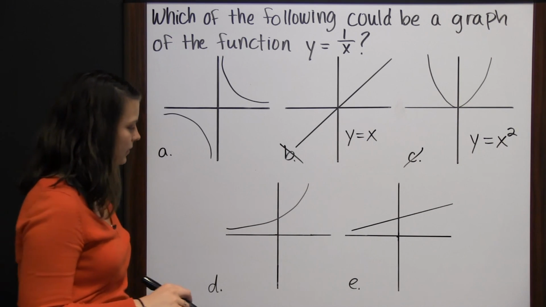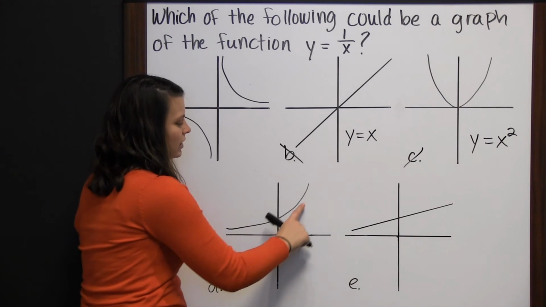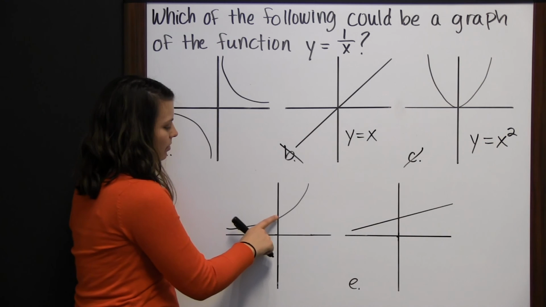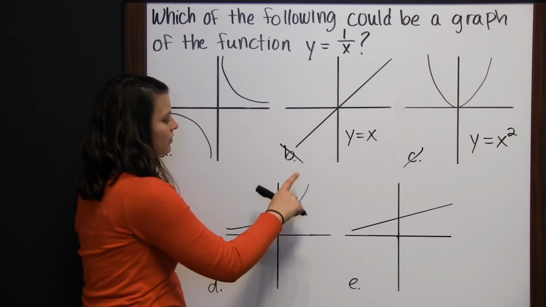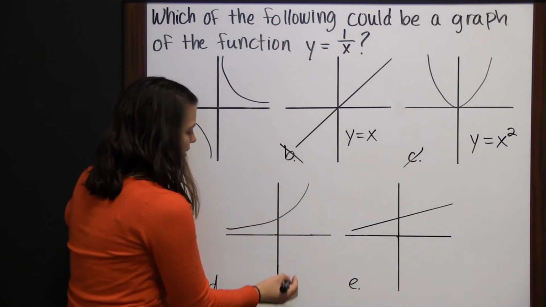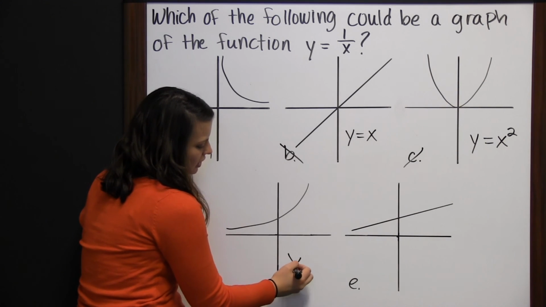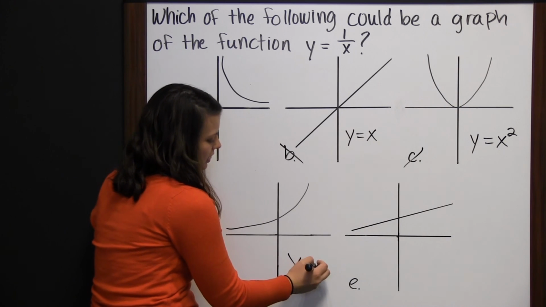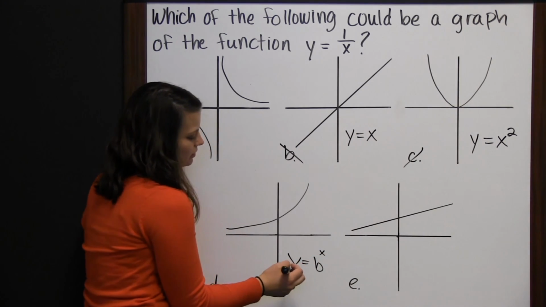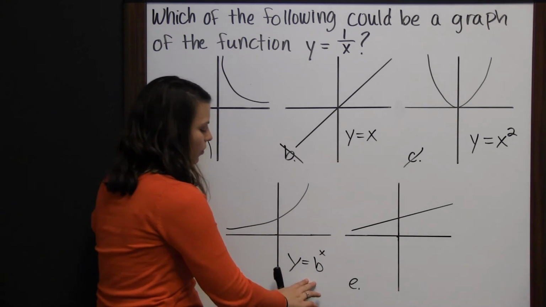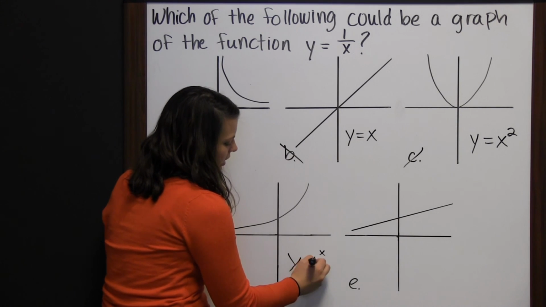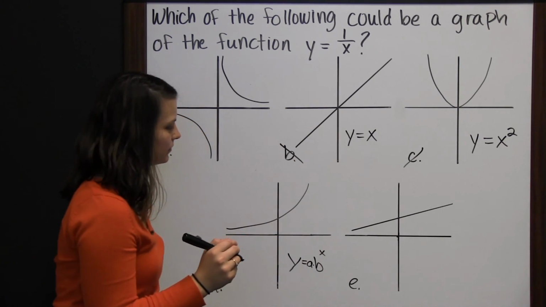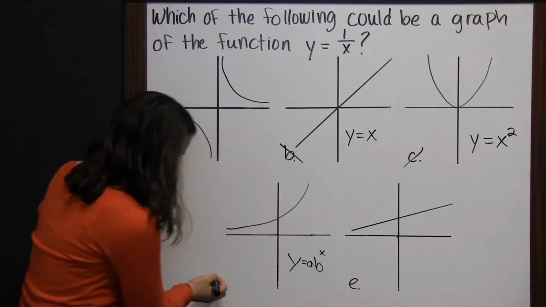On D, this is what an exponential function looks like. It starts out increasing slowly, but then it begins increasing faster. And that parent function is y equals a number to the x value, or b to the x. That's not the parent function, that's just the form. And it's actually y equals a times b to the x. But again, not a rational function. And so we can eliminate D.